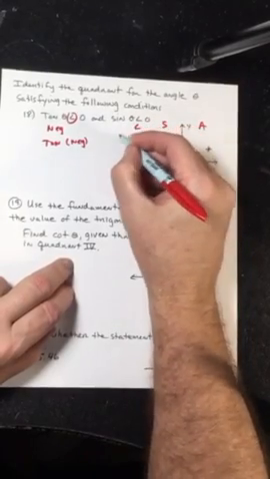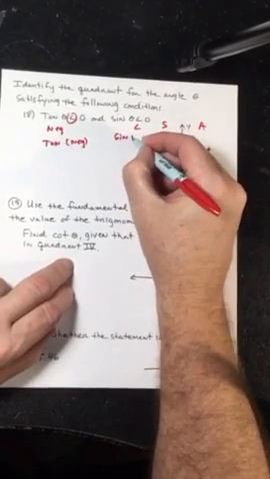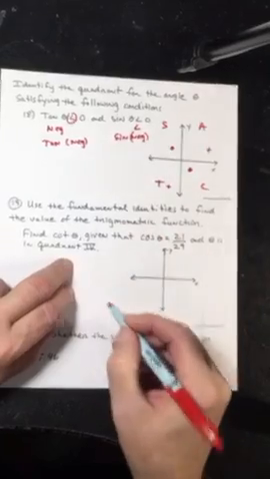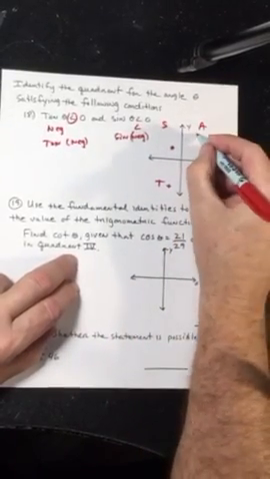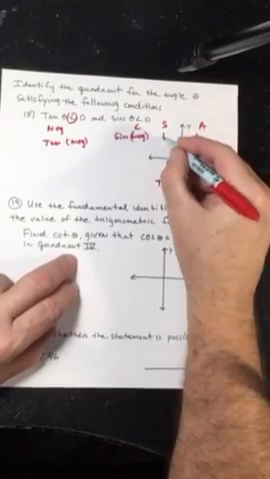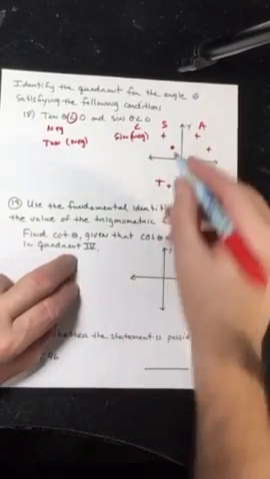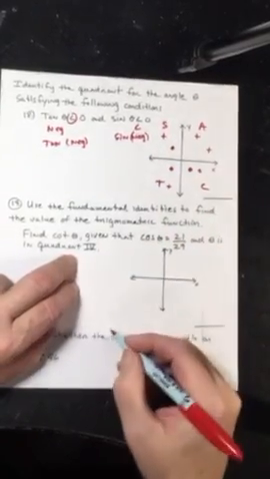Well, sine is less than 0. That means I need sine to be negative. So what quadrants is sine negative in? Well, look at All Students Take Calculus. I know everything's positive here. Sine is positive here because the S indicates that. It's negative here and it's negative here.